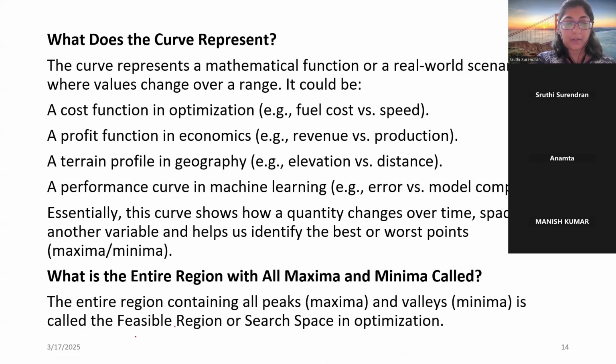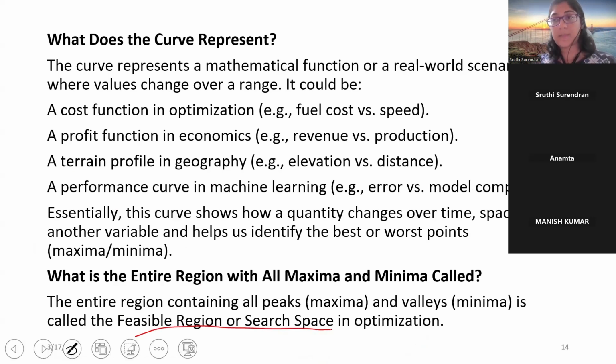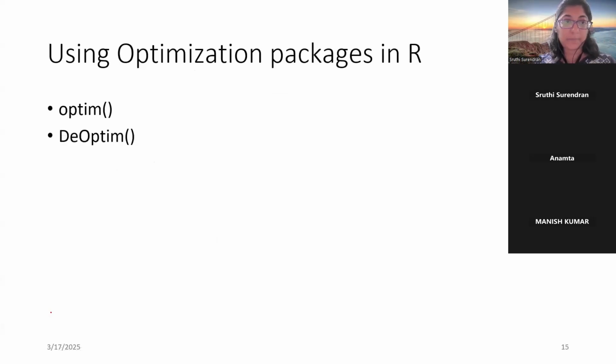And this region is called the feasible region or search space in optimization. So these two concepts, global maxima and global minima, can be understood. I mean, they are required to be understood if you want to go into detail on different types of optimization. Now, there are so many types of optimization, so if you want to go into detail, these terms can be of use to you.